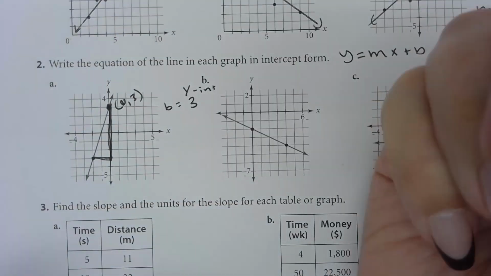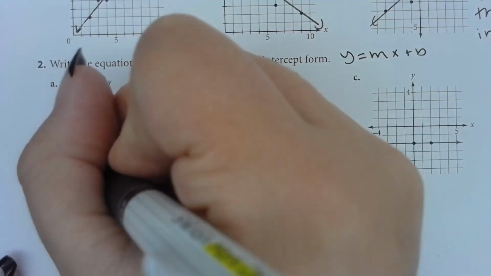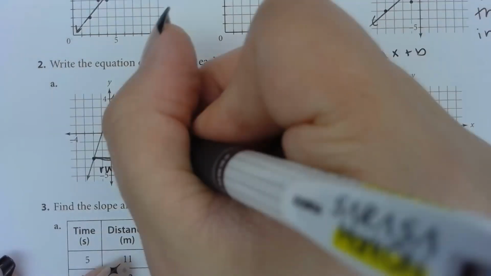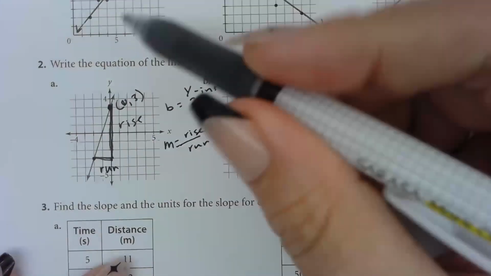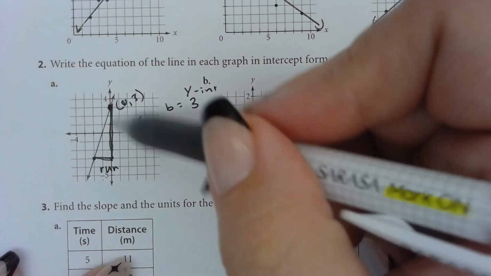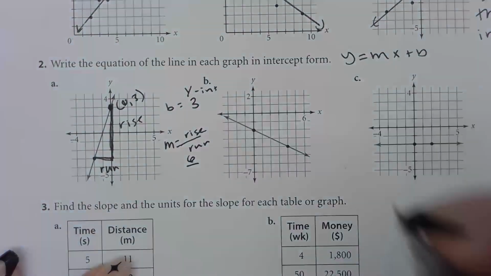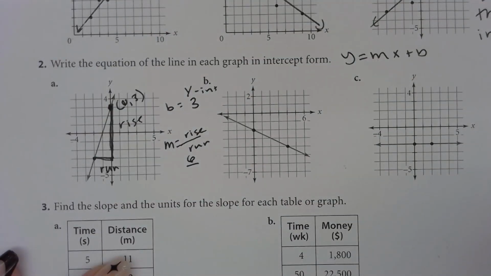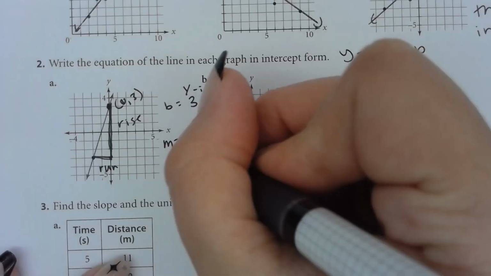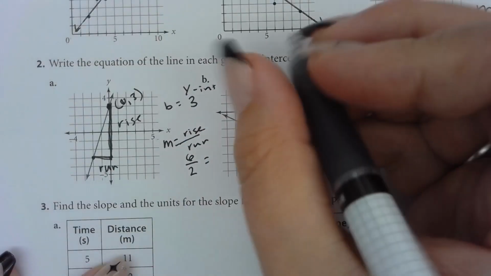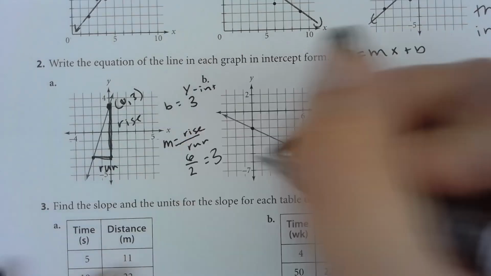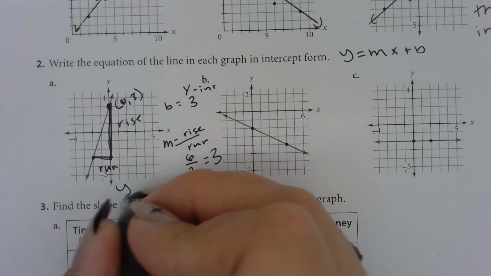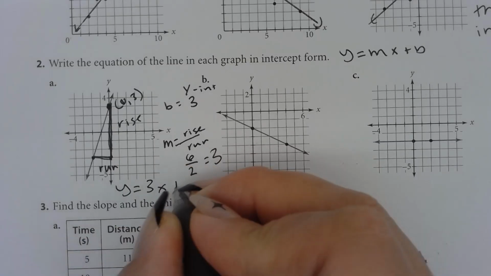Do we do our slope triangle? Words: rise over run. Rise is 6. What's our run? Count the boxes, not the lines. So this would be 6 divided by 2, so it would be y equals 3x plus 3.